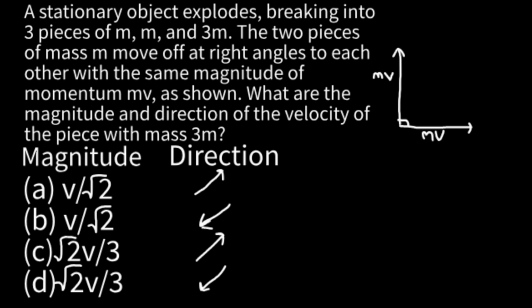It's a little bit of a tricky problem, especially for an introductory physics video, but what we have is a stationary object that is going to explode and break into 3 pieces of masses m, m, and 3m. Our 2 pieces of mass m are going to move off at right angles to each other with the same magnitude of momentum, mv, as shown. We want the magnitude and direction of the velocity of our piece with mass 3m.